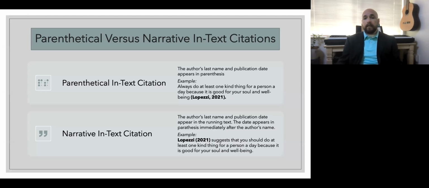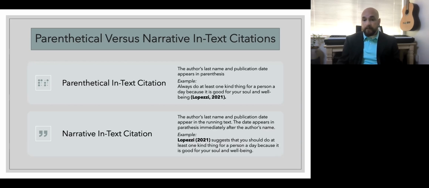So first, in parenthetical citations, the author's last name and publication year appear inside of parentheses. For example, take a look at the first example sentence here at the top, and it goes, always do at least one kind thing for a person a day because it is good for your soul and well-being. Let's say that this came from a research article that I wrote and published. So the parenthetical citation would say Lopezi, comma, 2021 at the end of the sentence.